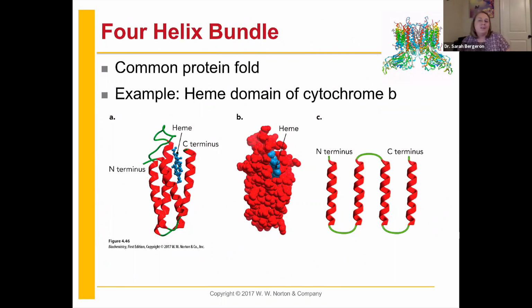All right, so we're going to talk about some tertiary structures that contain more than one structural domain. And they are categorized that way because they are independent folding modules, right? And so let's look at one example.